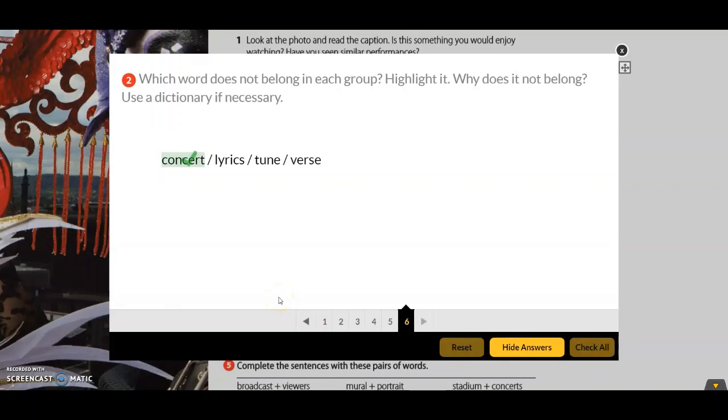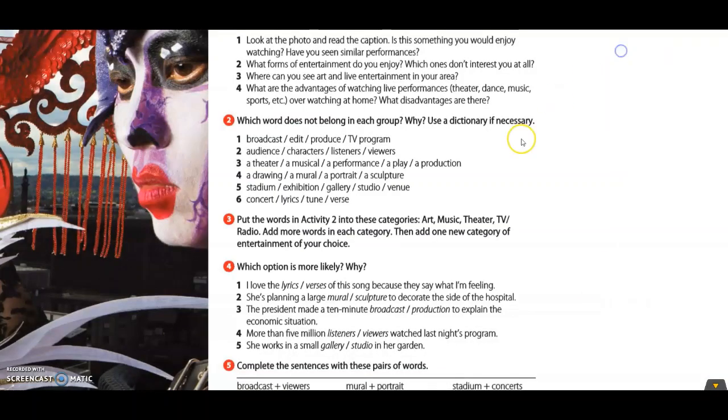Okay, so just to give you feedback, lyrics, tune, and verse are words that belong here because they talk about music or the things that compose a melody and that develop a type of song. So concert is a place and it doesn't belong here because it talks about a place. It doesn't talk about the things that compose a song or a melody. So let's go to the next exercise.